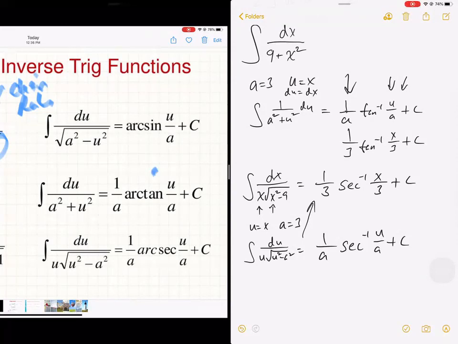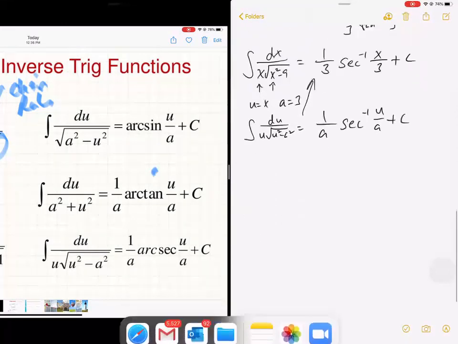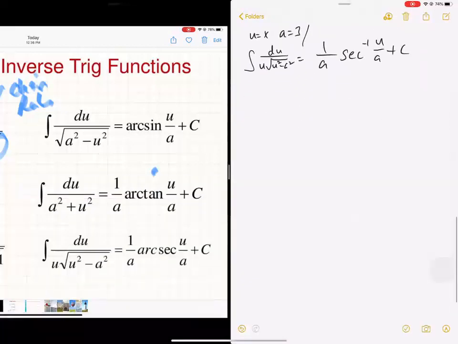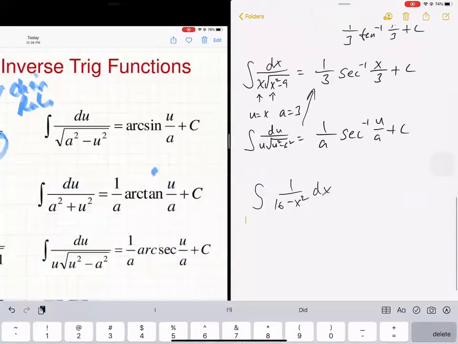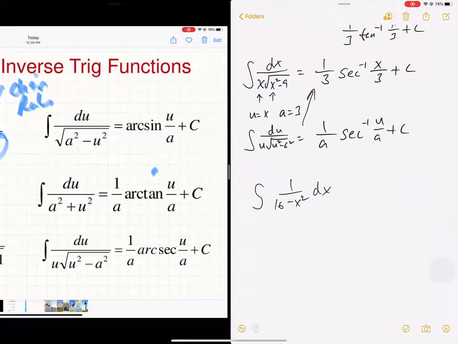So if I give you a question, which one would I use? The integral of 1 over 16 minus x squared dx. Does that look like a sine, tangent, or secant? Why is it 3? Back here, the reason why is because it's always u squared minus a squared. So a squared is 9, so a has to be 3. It's always the square root because we're always squaring our u and our a values. So if my value is 9, a had to be 3 because 3 squared is 9.